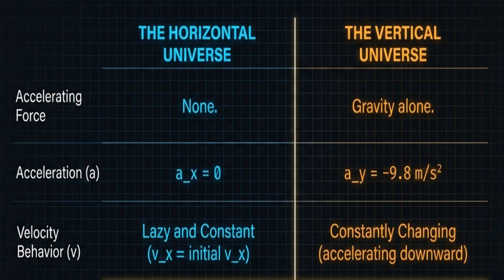Due to this acceleration, the velocity in the vertical direction keeps changing as the object speeds up or slows down while moving under the influence of gravity alone. This contrast is fundamental to understanding how objects move in different directions.